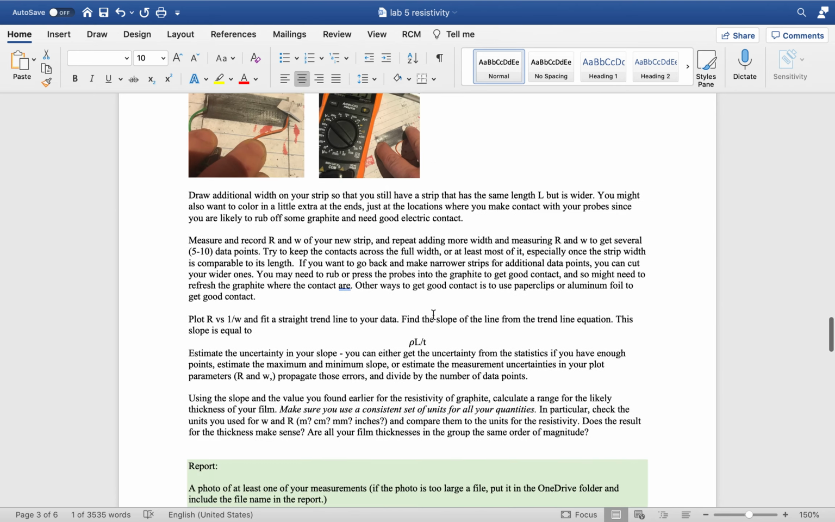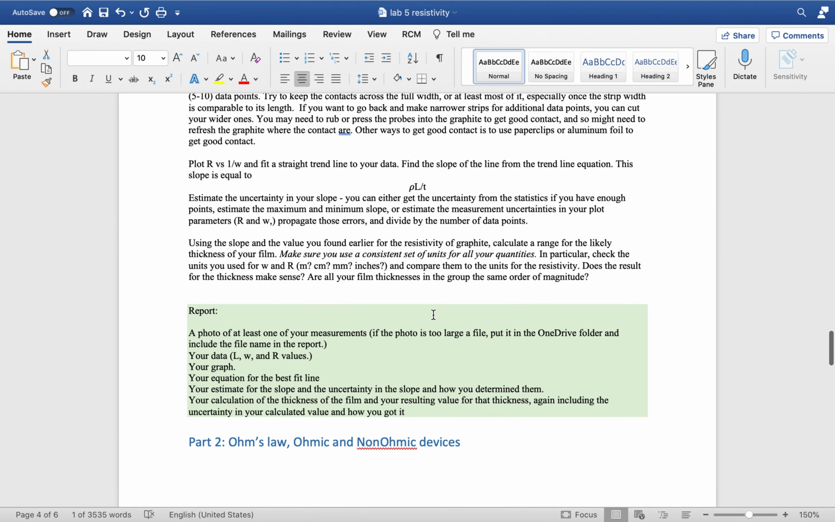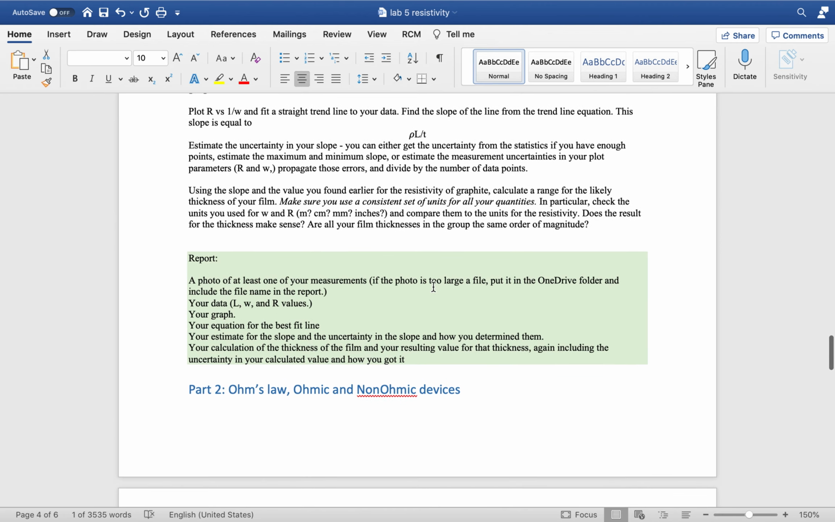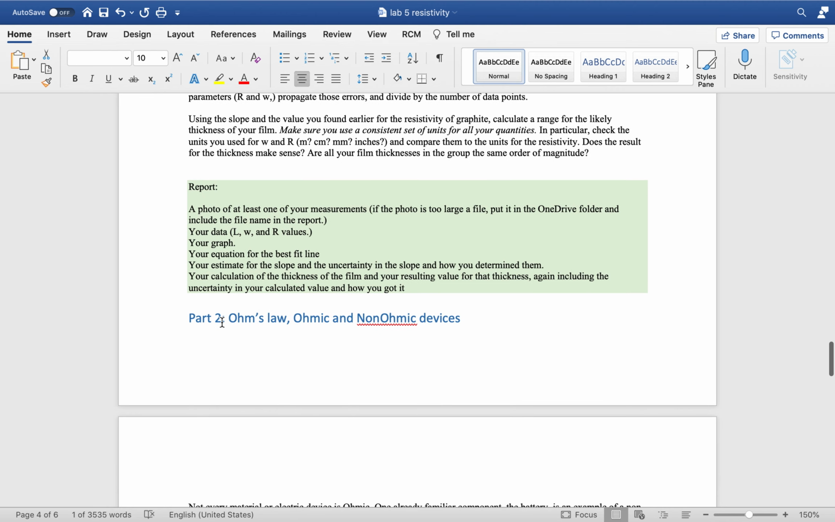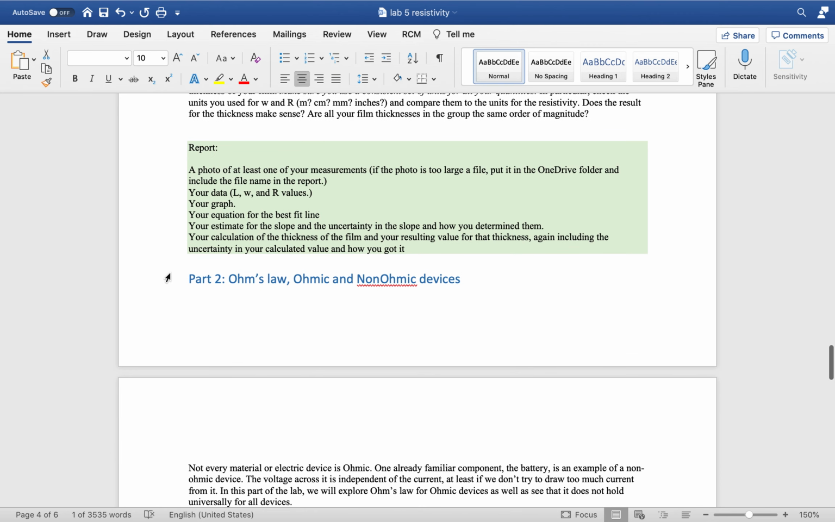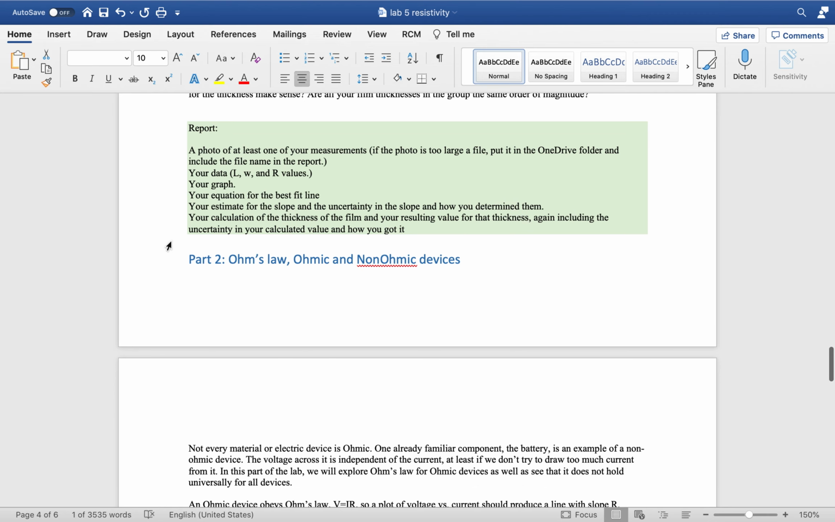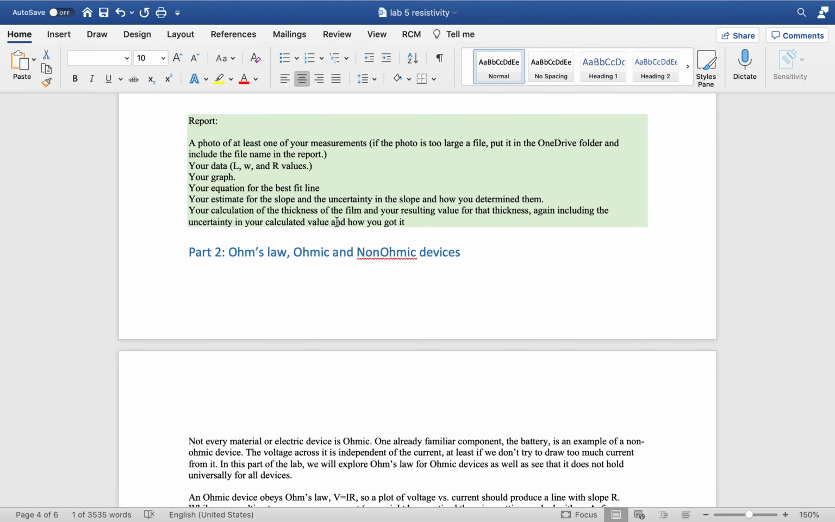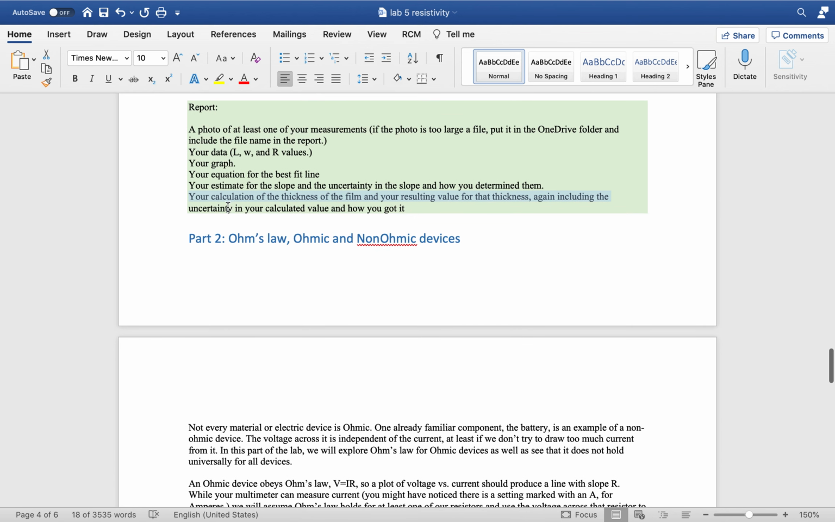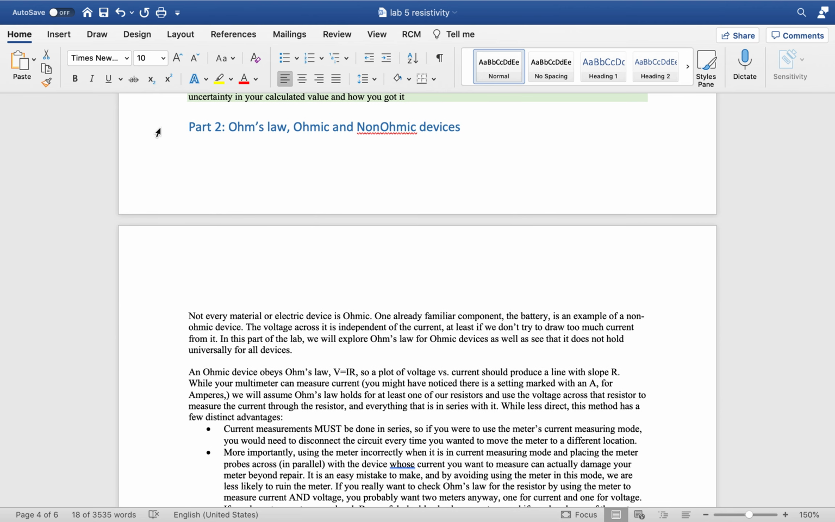Here they just report their graph, linear fit, their calculation, equation of best fit line, estimation of the slope, and uncertainty in the slope. And then the calculation of thickness from their theoretical calculation, meaning just using a ruler to calculate it. And then they compare those with the one they got from the graph. Part 2 is about Ohm's law, ohmic and non-ohmic.